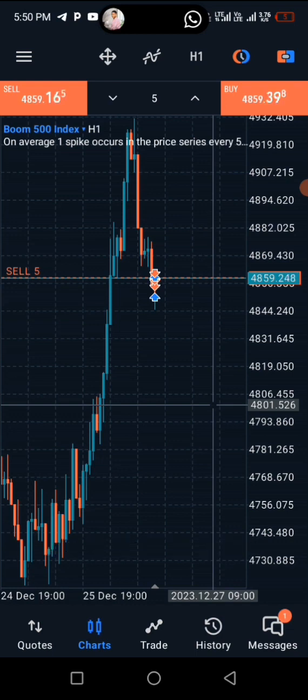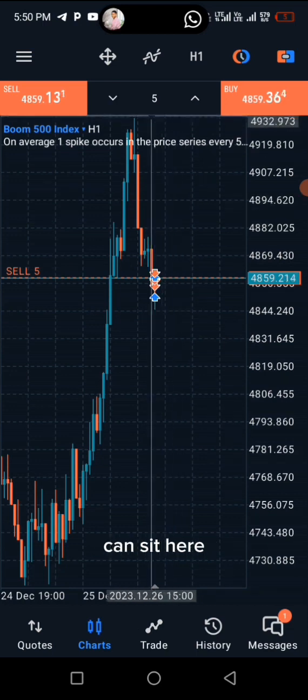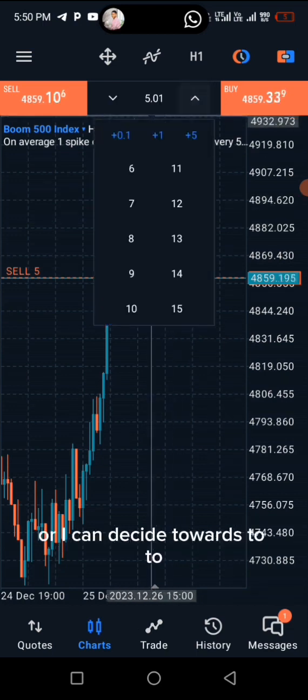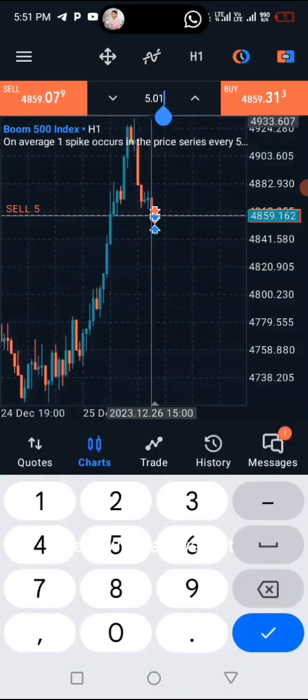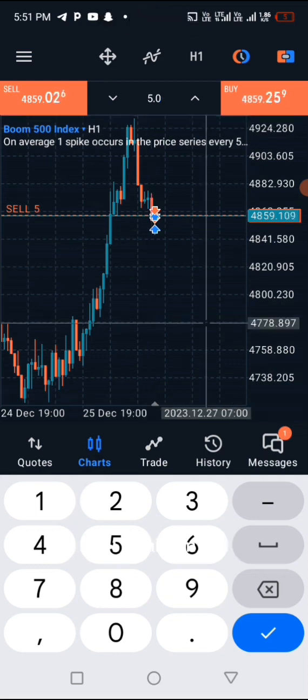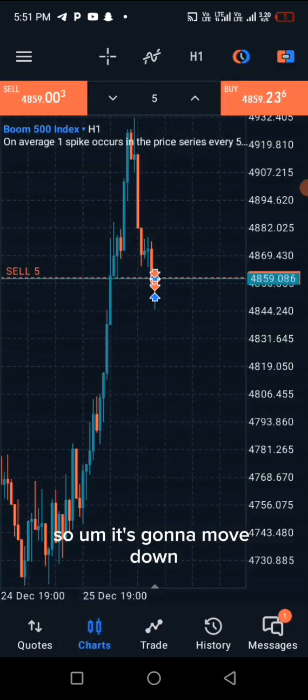Now this is it. My lot size is 0.5 lot size. You can see it here. I can decide to adjust it, or I can change it manually any way I want. I can decide to change, but I'm okay with the lot size because of my equity. I think I'm very okay with the lot size. So it's going to move down for me.